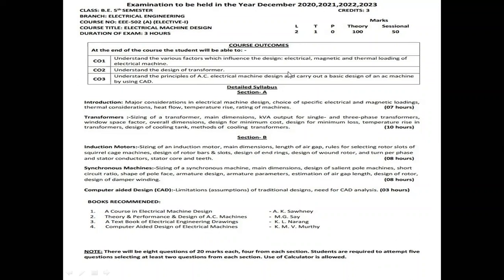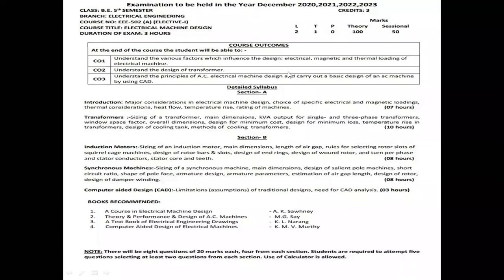And in the same section you have the transformer, with the sizing of the transformer, the main dimensions, the kVA output of a single phase or a three-phase transformer, the window space factor, and the methods of cooling of the transformer. So this is basically the Section A part. In Section A there are 2 units, the introduction and the transformer.